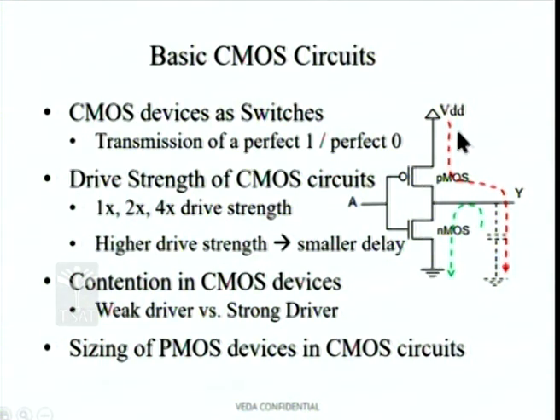Rail to rail swing means VDD and ground are two rails. Previously, they used to be rail like conductors, therefore, they are still called rails. This is the concept of transmission of a perfect 1 and a perfect 0. PMOS is good for 1, bad for 0. NMOS is good for 0, bad for 1. I won't say it's bad, but it is imperfect: PMOS is an imperfect transmitter of 0 and a perfect transmitter of 1, and NMOS is an imperfect transmitter of 1 and a perfect transmitter of 0.